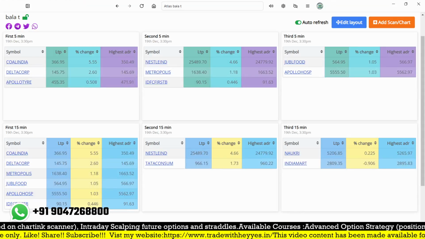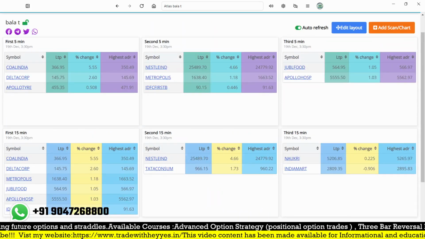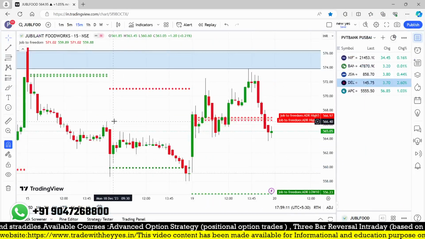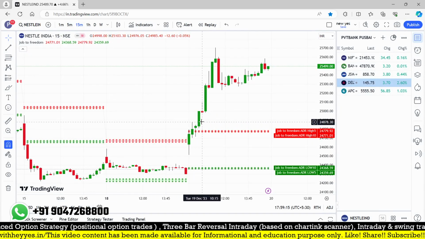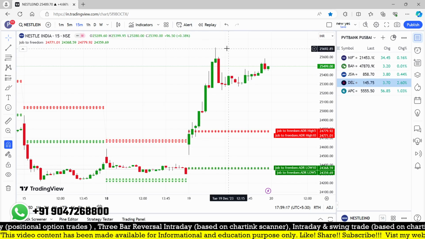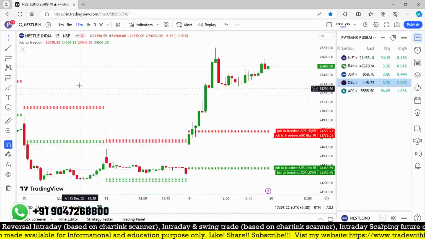If you are finding a low stop loss one, you can go for IDFC, also not broken. And for the second 15 minutes, Nestle India and Tata Communication. So let me go for Nestle India. Second 15 minutes. Oh, the 15 minutes high is broken. That gave you a big result. And another one is Tata Consumer.